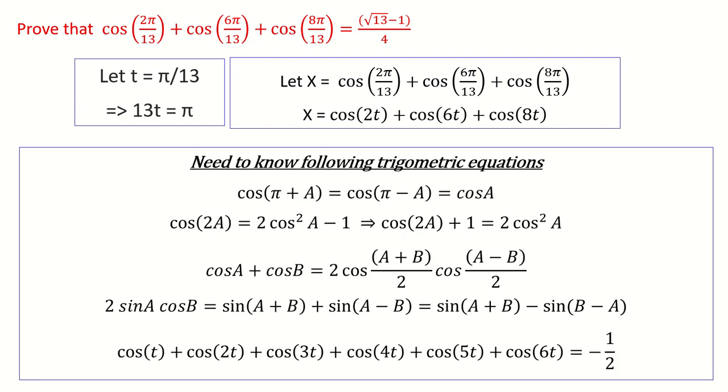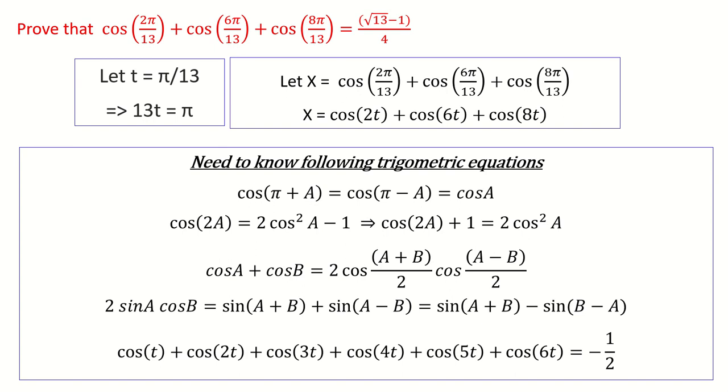Now you need to know all these trigonometric identities to prove this. Cos of pi minus a is the same as minus cos a. Cosine of 2a equal to 2 cos square a minus 1, or cos 2a plus 1 equal to 2 cos square a. Cos a plus cos b equal to 2 cos (a plus b) by 2 cos (a minus b) by 2. The addition has become a product here.